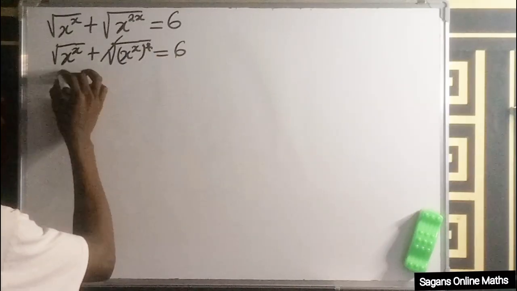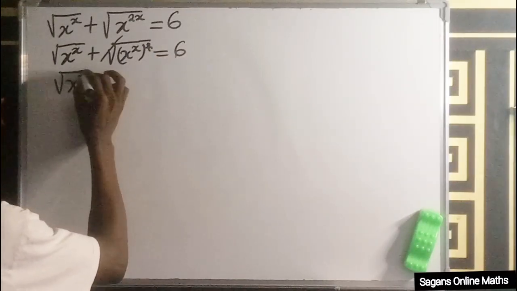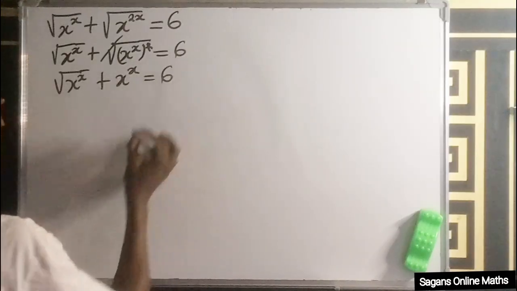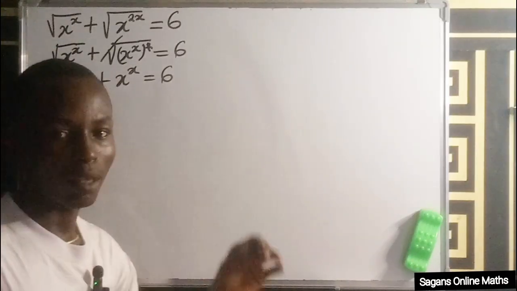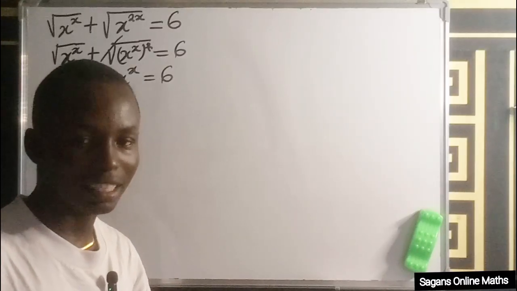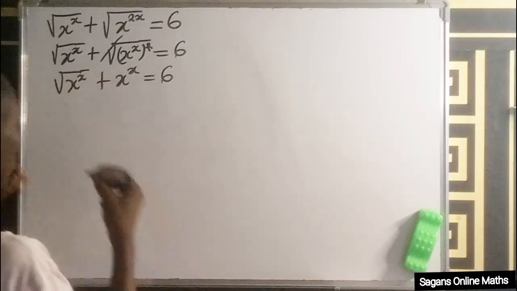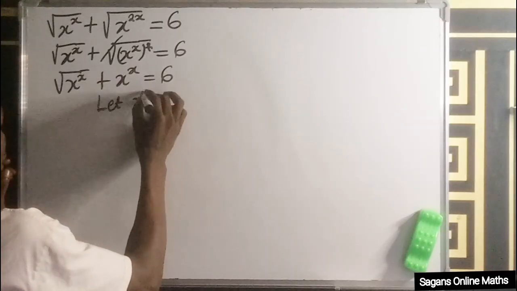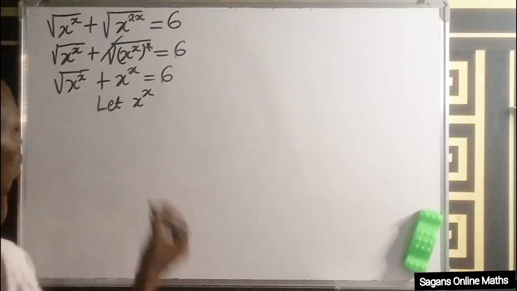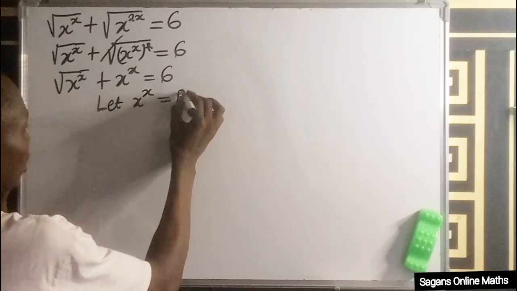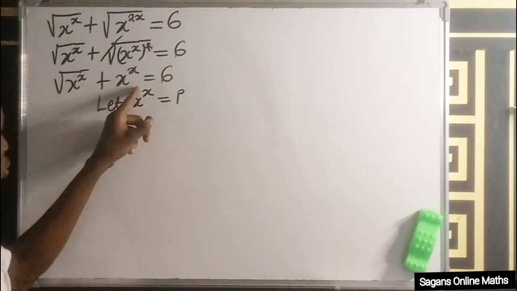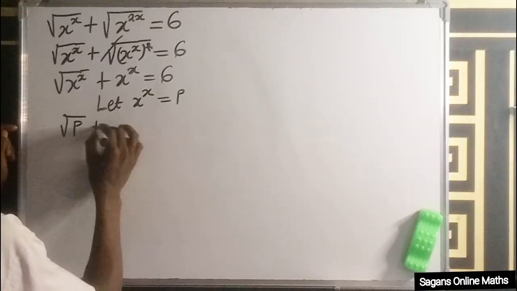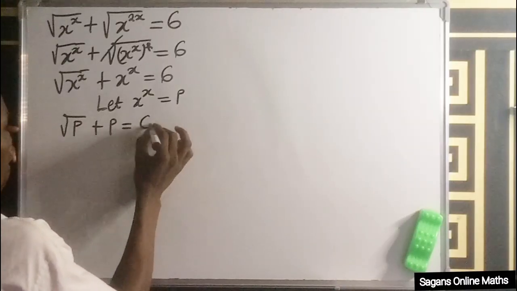So you see that root x to the power of x, plus x to the power of x, is equal to 6. We can observe carefully that x to the power of x is common, right? We can say let x to the power of x represent any variable of our choice. Let it be equal to p. So anywhere we see x to the power of x, we're going to put p. So we have root p, then plus p equals 6.